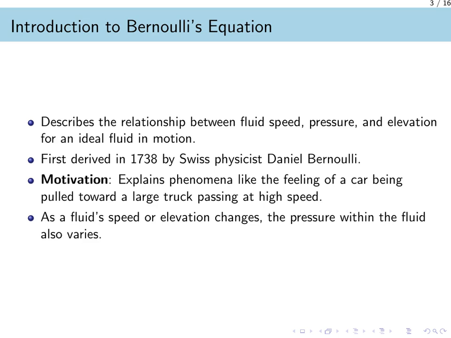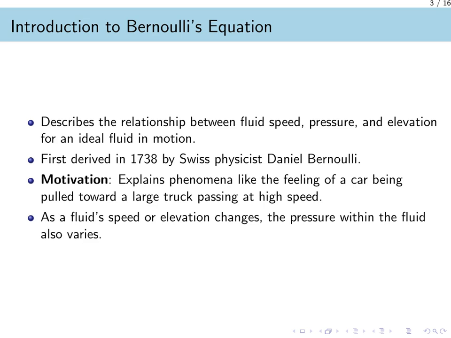Bernoulli's equation is a key principle that connects the pressure, speed, and height of a moving fluid. It helps us understand many real-world effects that might seem counterintuitive at first. First formulated in the 18th century by Swiss physicist Daniel Bernoulli, this relationship applies to what we call an ideal fluid in motion. The central idea is that as a fluid flows, any change in its speed or its vertical elevation is directly linked to a change in its internal pressure.